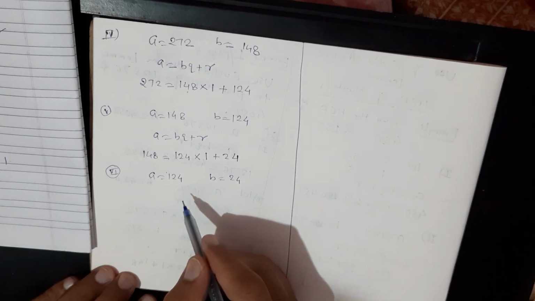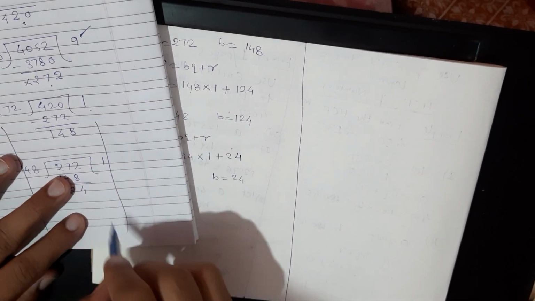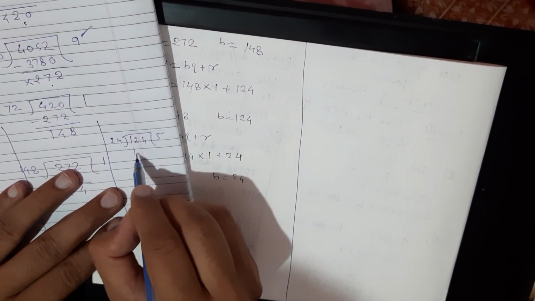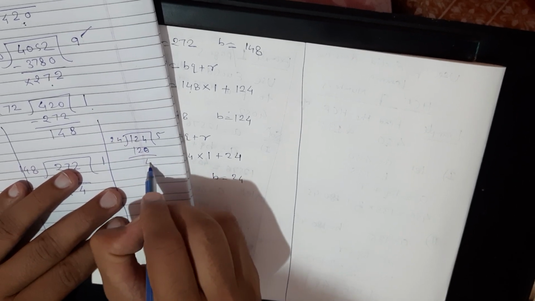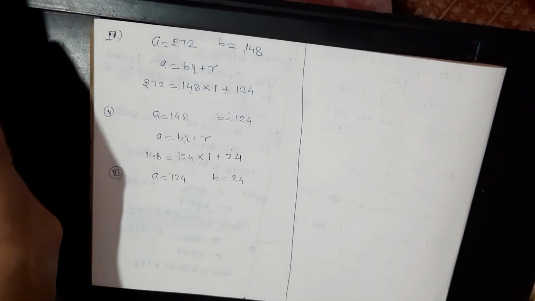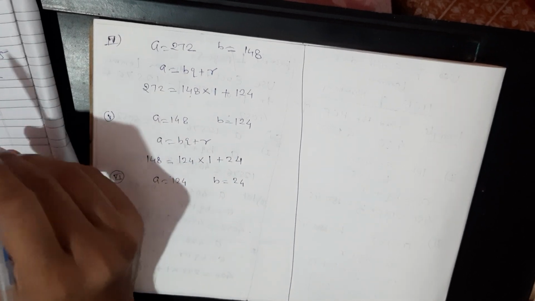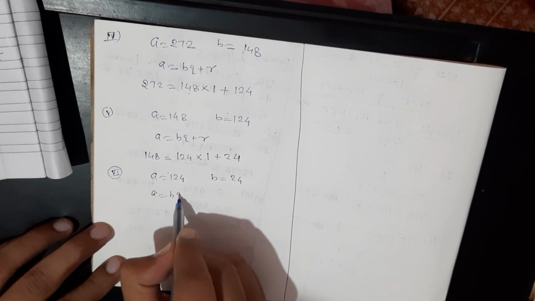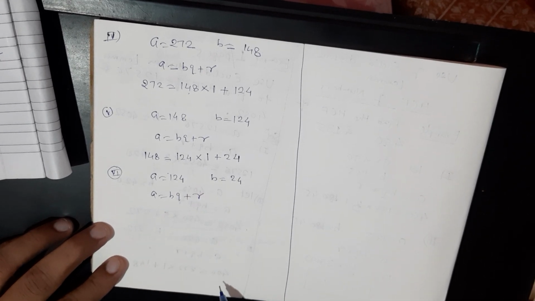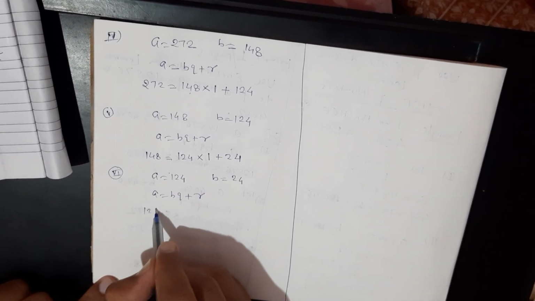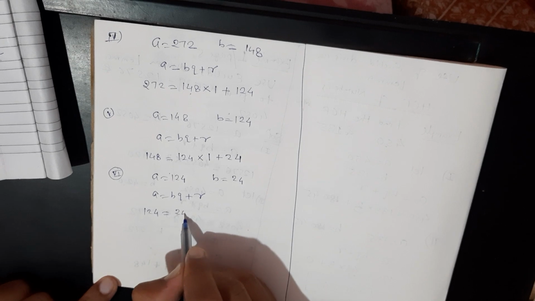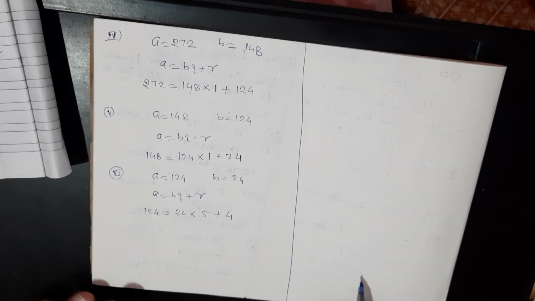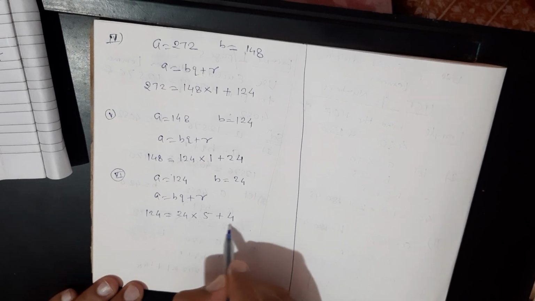And I'll divide it in rough section again. So 124 divided by 24, 5 times it happens. And after dividing, I got remainder is 4, quotient is 5. By arranging in A equal to BQ plus R, A equal to 124, B is equal to 24, quotient is 5, remainder is 4.